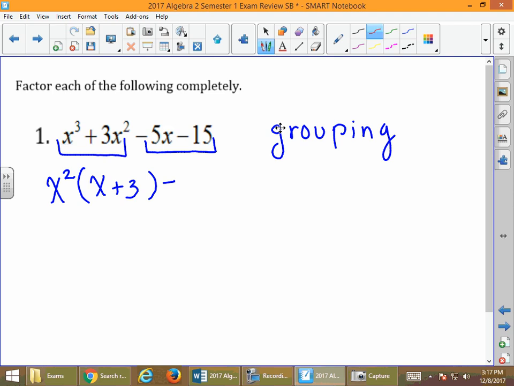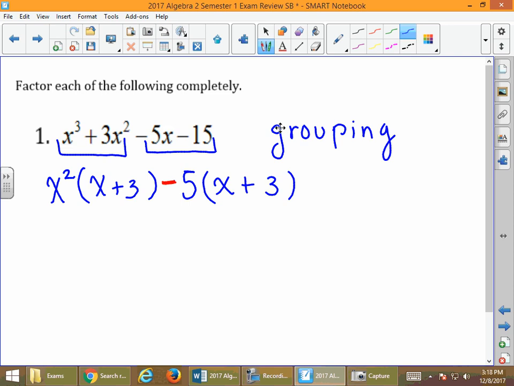Minus, and be really careful with this second group here, because when we factor out the greatest common factor, not only is it the 5, but we need to watch out for the fact that it's minus 5x. To figure out what goes in this parentheses, we're going to take negative 5x divided by negative 5, which is positive x. Negative 15 divided by negative 5 is positive 3.